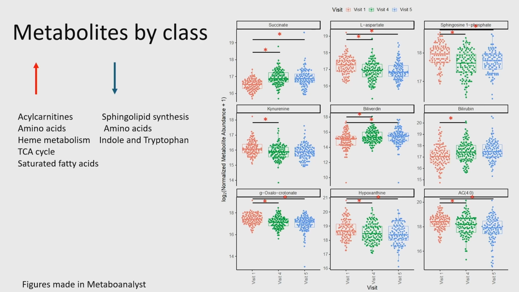This is over 18 months. So in red is at time 0, and then green is 6 months, and blue is 18 months. And you can see that some metabolites go up, some metabolites go down. Some of them go up and continue to be significant from time 0, and some of them actually start to lose that significance. And when you look at it by class, what you see are that fatty acids in general and a group of fatty acids called acylcarnitines go up, heme metabolites go up, TCA cycle intermediates go up. Amino acids can go up or go down, and indole and tryptophan and sphingolipids tend to go down.